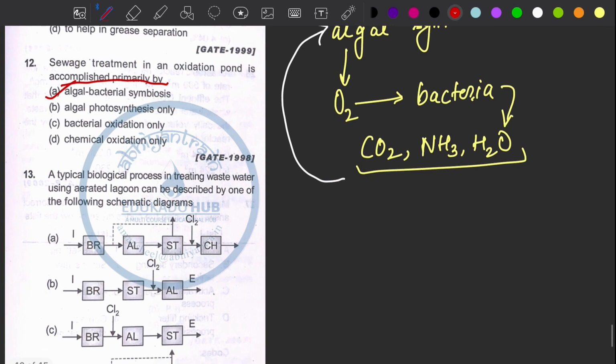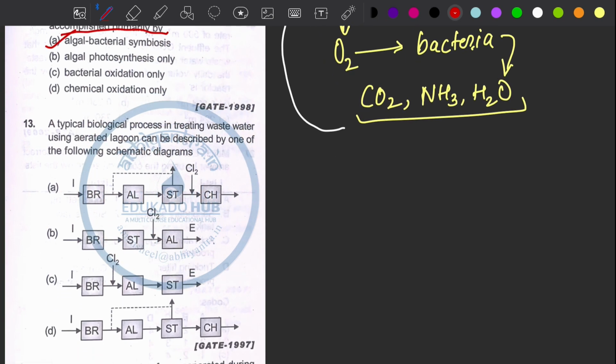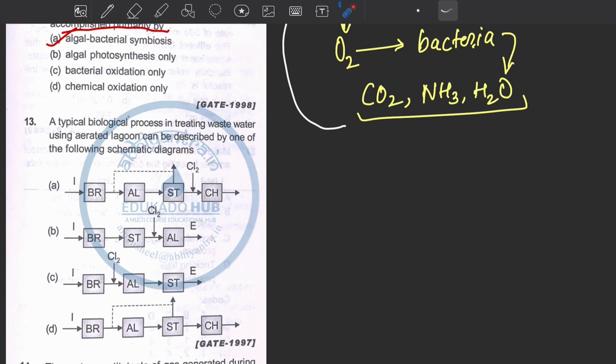Next is question 13. The typical biological process in treating wastewater using an aeration lagoon can be described by one of the following schematic diagrams. So, the aerated lagoons. These aerated lagoons are generally provided in the form of simple earthen basins with an inlet at one end and an outlet at the other end. This enables the wastewater to flow through, while aeration is usually provided by mechanical means, and due to this aeration, the stabilization of organic matter goes on.